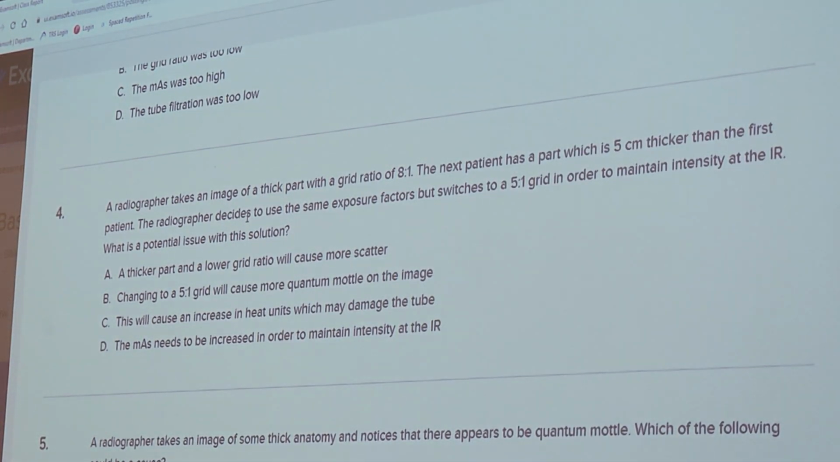The only downside of the grid is that it increases patient dose, but you get a better image, more contrast. So instead, the tech decided to go one below. By having one less grid ratio, there's more scatter. So the best answer would be A, right? A thicker part, 5 centimeters thicker than the previous patient, but he decided to lower the grid ratio, which means he increases the scatter. Correct? So that's kind of explanatory.